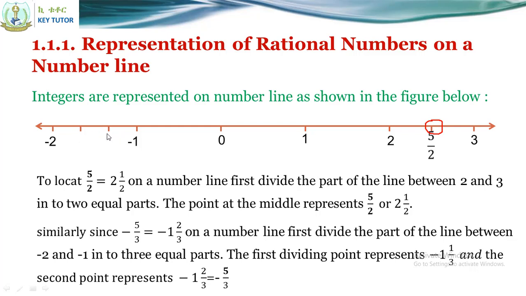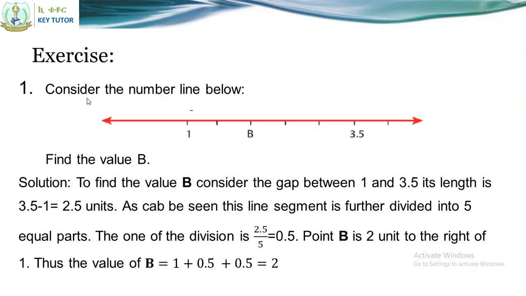This is 1/3 from negative 1. This one is 2/3 from negative 1. But what I need to locate is negative 1 and 2/3. That is a point which is a little bit near to negative 2, obviously. Thus, negative 1 and 2/3, which is negative 5 over 3, is right here. Okay, negative 5 over 3 is right here. Now let's have an exercise.